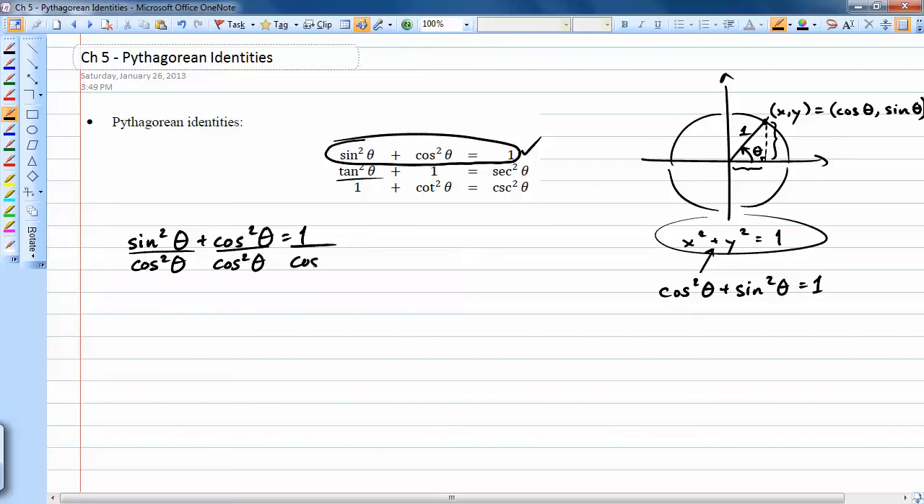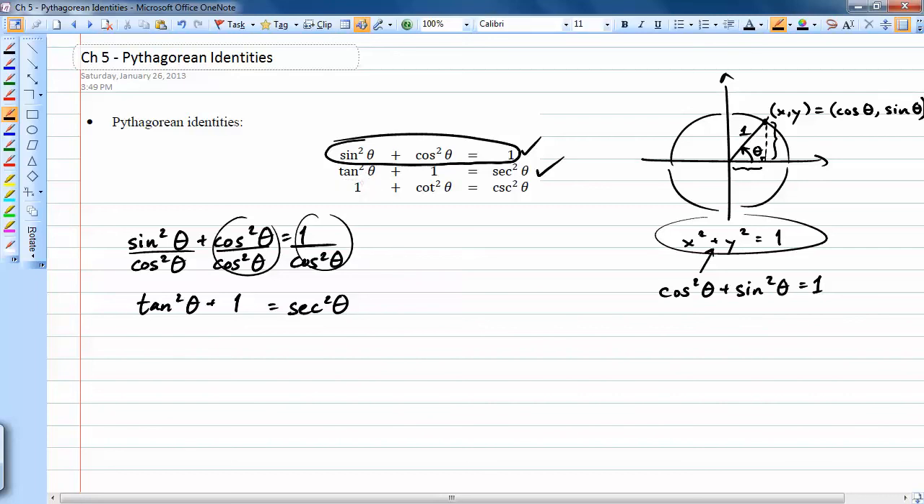And if I do it to all the terms, then the nice thing is that this turns into tan squared, this turns into 1, and this turns into secant squared. So now I have the second one.